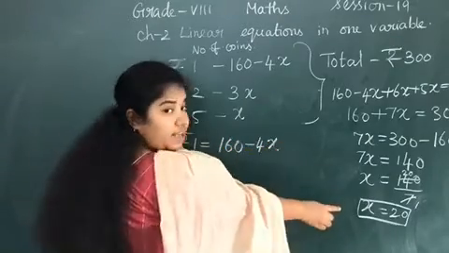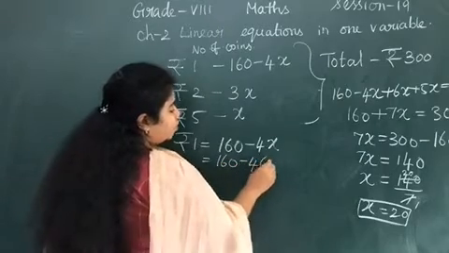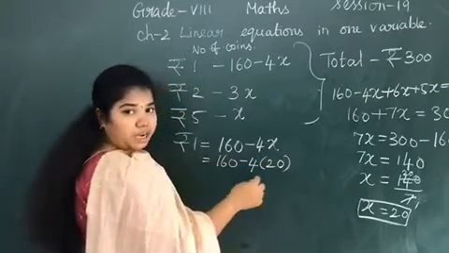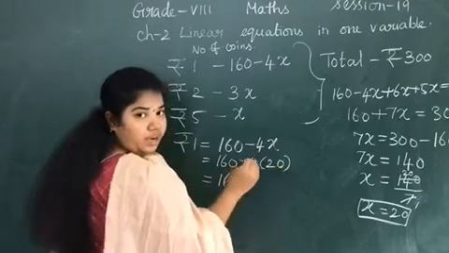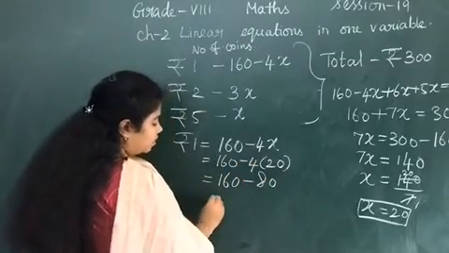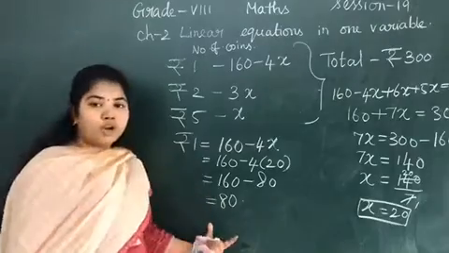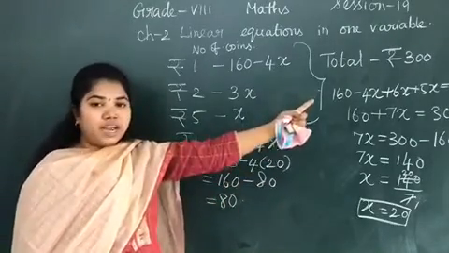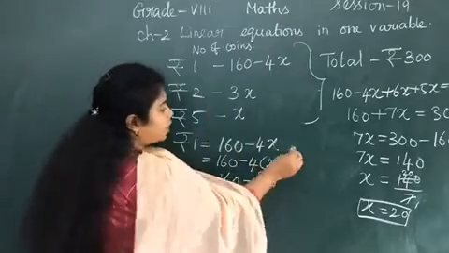What is the value of x here? 20. So 160 minus 4 into 20. Bracket indicates multiplication. So 160 minus 4 into 20; 4 twos are 8, add the 0, 80. So 160 minus 80 is 80. So how many 1 rupee coins do I have in the denomination of 300? 80 1 rupee coins.